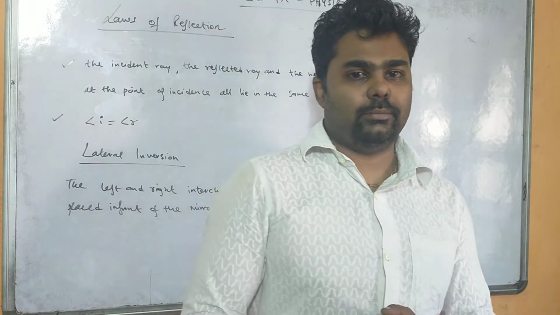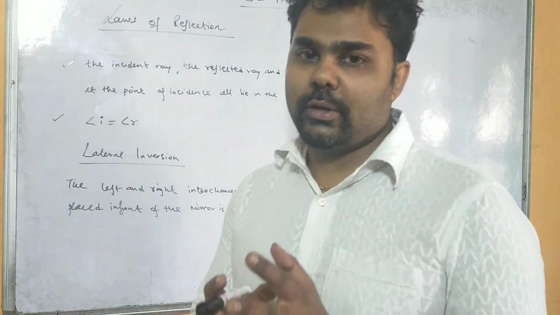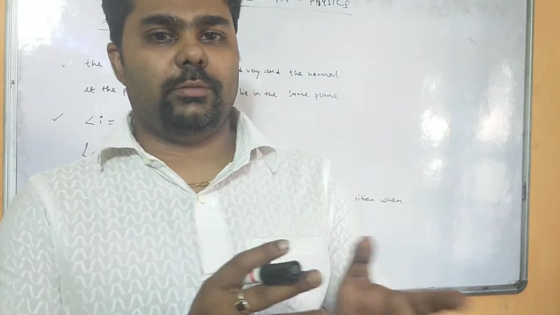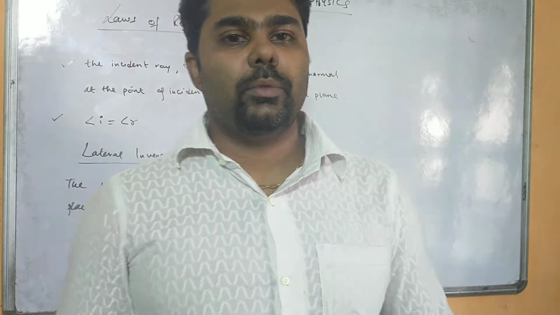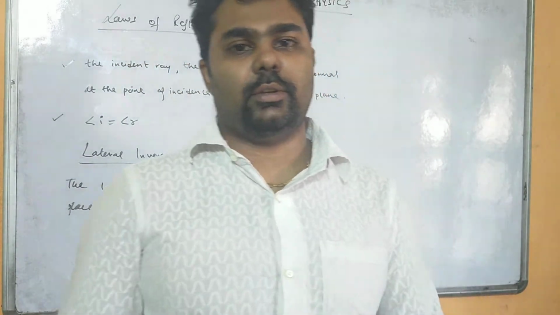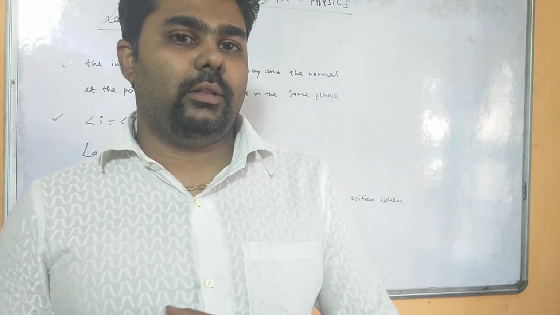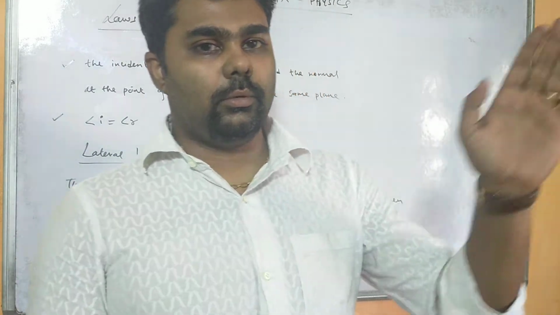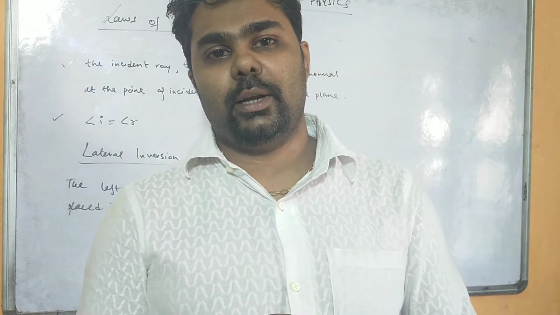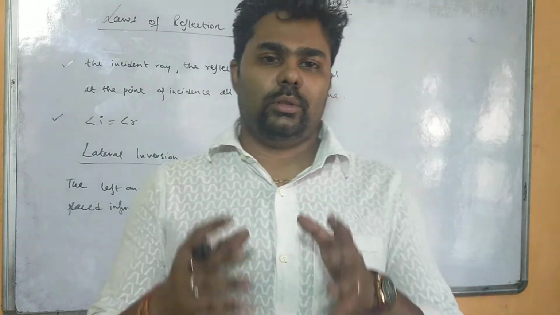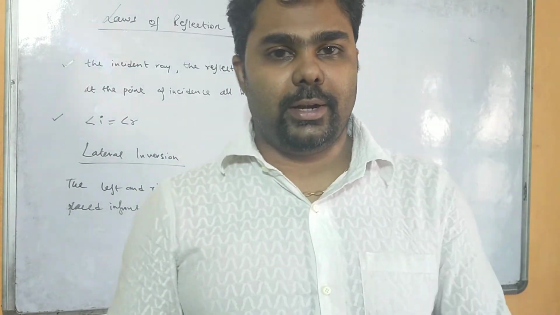Also the types of reflection. Reflection can be regular reflection or irregular reflection. Regular reflection takes place when the surface is very smooth, and irregular reflection takes place when the surface is very rough, right? In regular reflection, when the light rays fall on a smooth surface, the reflected rays go in the same specific direction. But in irregular reflection, the light rays diffuse here and there. That means they don't move in a specific direction, right?